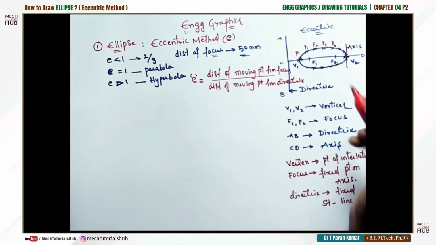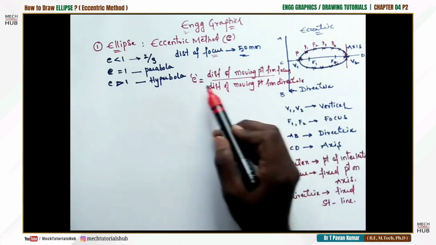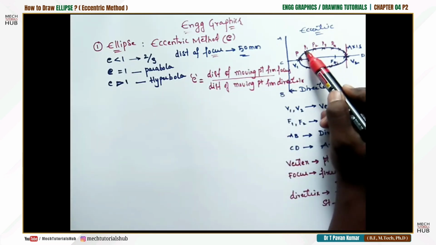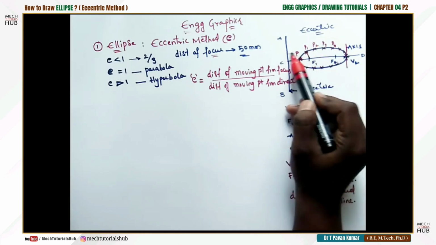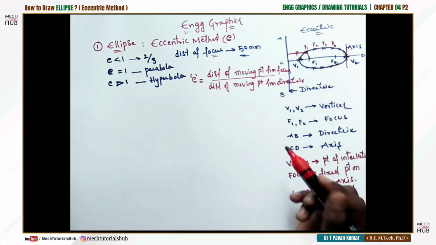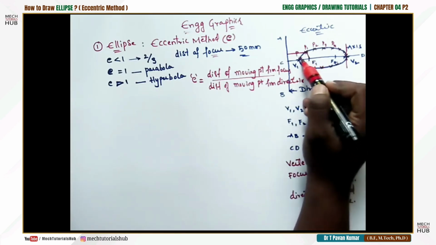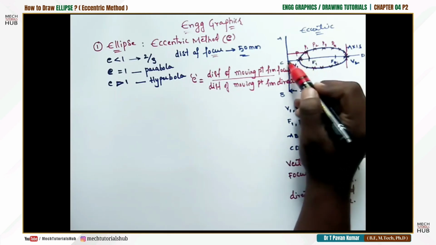For example, let us consider P1 as the point. E is equal to the distance of the moving point from the focus. This is the distance, here you could see. Similarly, the distance of the moving point from the directrix is this distance. That is nothing but the eccentricity. If you give some numbers here, for example FV, you consider it as FV by VC. If I consider this as FV by VC, that is the ratio.